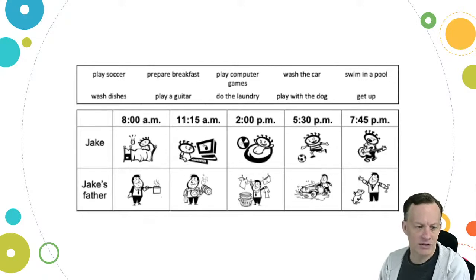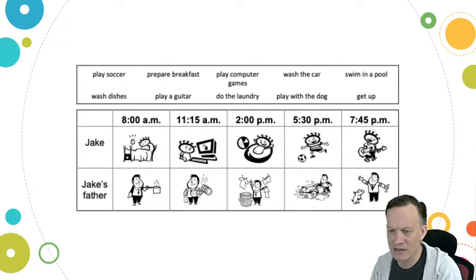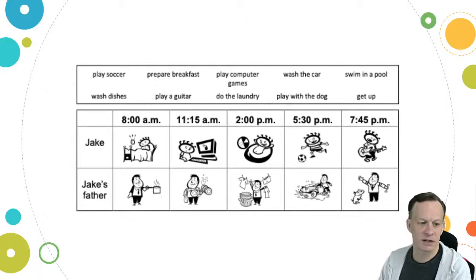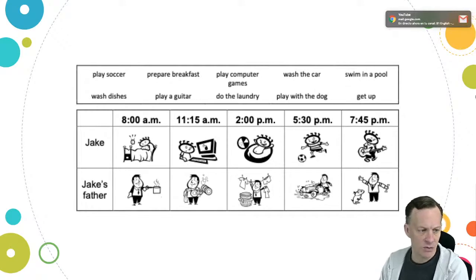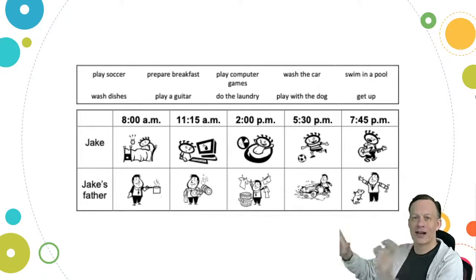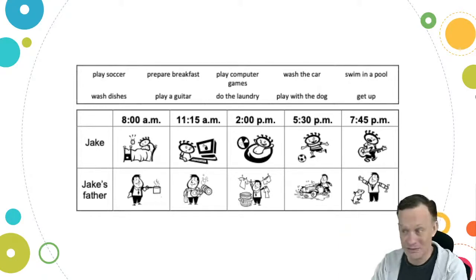Enrique says, while Jake was playing the guitar, comma, good. Jake, yeah, Jake. Jake's father was playing with the dog. Yeah, excellent, Enrique. Very good. V says, Jake was playing, I got an email. Yep, okay. Jake was playing computer games at 11:15. Perfect, V. Excellent. I like the use of the while. Yeah, very good. Two long activities happening at the same time.